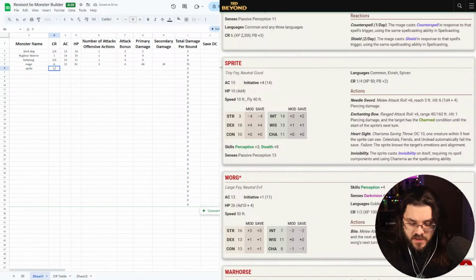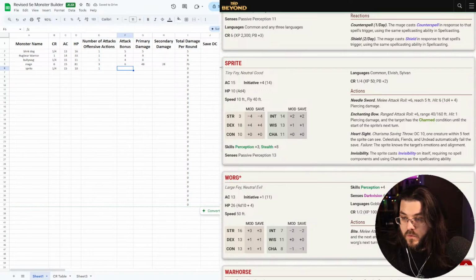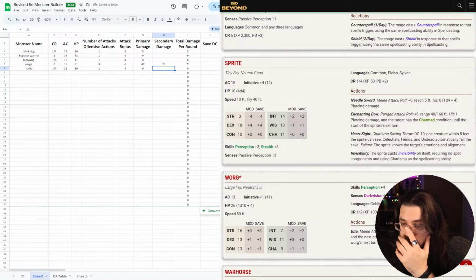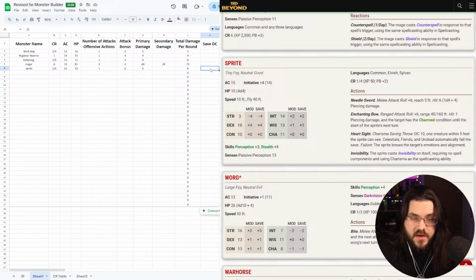Which is going to be a CR 1/4. It is 15 AC, 10 hit points, number of attacks is going to be 1. Its attack bonus is 6, which seems high. And it does 6 primary damage. And then what else can it do? It can do a ranged attack, heat sight, so its DC is 10. That is good to know.